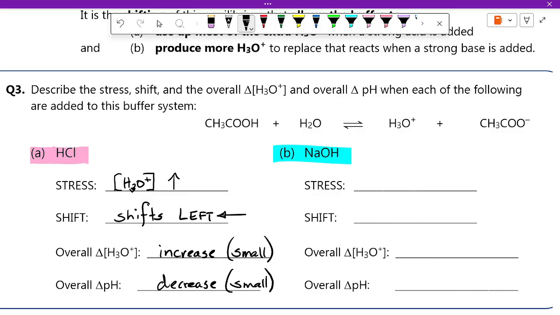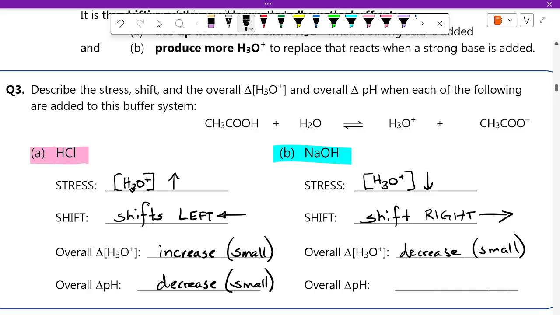What is our stress when we add NaOH? What are we changing the concentration of? Hydronium. And hydronium would decrease. So we would shift to the right. So overall, the H3O plus is going to decrease, but it's going to be small. And the pH will increase, but it's going to be small.